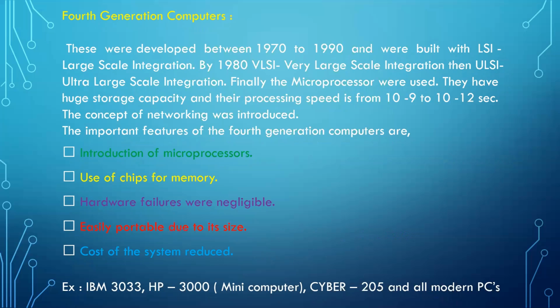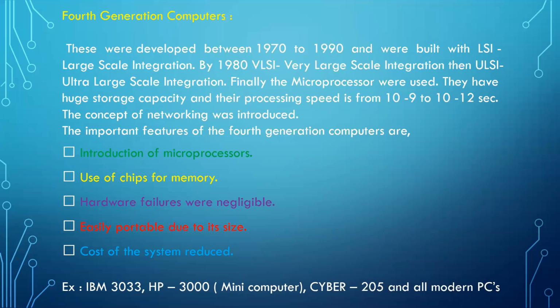Next, fourth generation computers. The fourth generation computers were developed between 1970 to 1990 and were built with LSIC, that is large scale integrated circuits, and by 1980 VLSI, that is very large scale integration, then ULSI, that is ultra large scale integration, and finally the microprocessor was used.